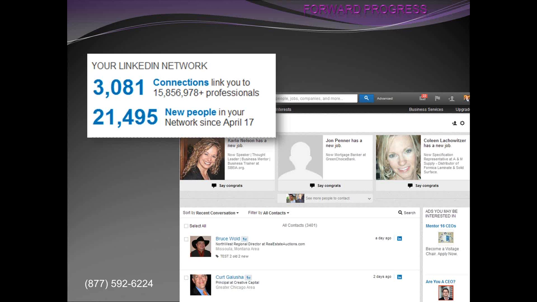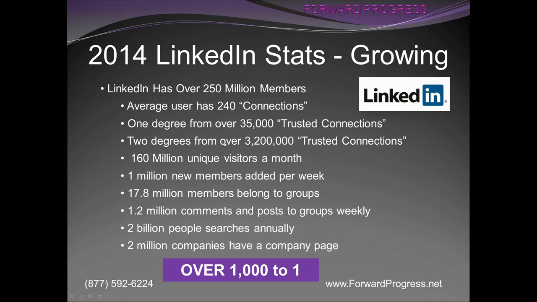So when I look at this, let's say the average in here is like 250, right? Well, with 250 people, and you see how 3,000 people here give you 15 million, and how many people are adding the 500 plus person. So when you look at the number here, the average user has 240 connections. That gives you 1 degree from over 35,000 people. And 2 degrees from 3.2 million people. So if you just show up some of the time consistently with who you are as an expert in your network, people are going to get to know you, right?